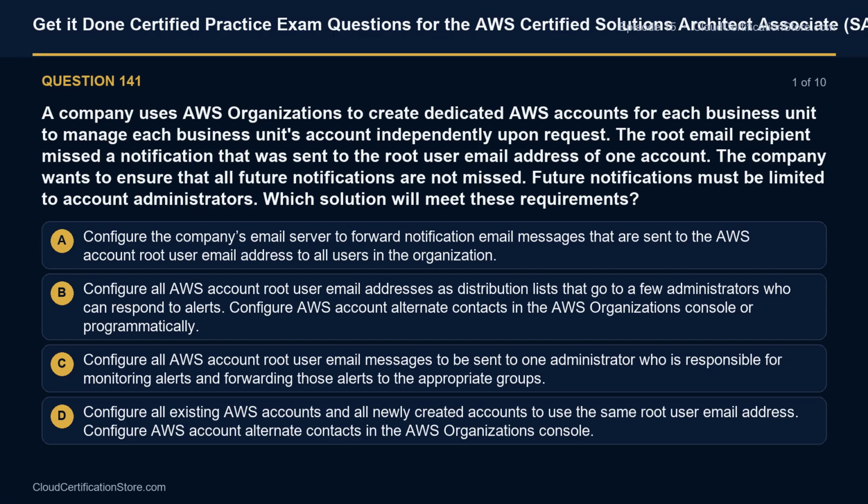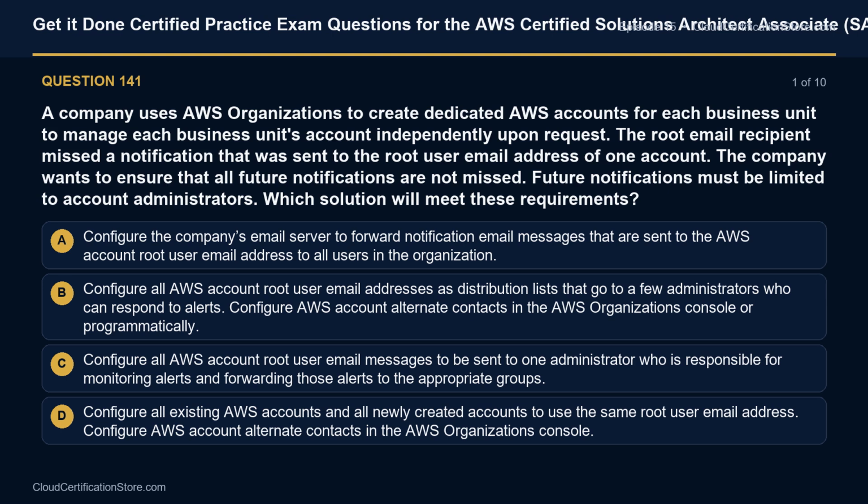Question 141. A company uses AWS Organizations to create dedicated AWS accounts for each business unit to manage each business unit's account independently upon request. The root email recipient missed a notification that was sent to the root user email address of one account. The company wants to ensure that all future notifications are not missed. Future notifications must be limited to account administrators. Which solution will meet these requirements?